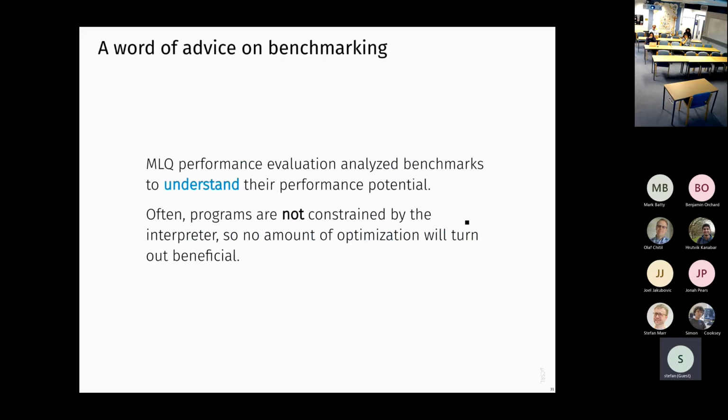Okay. At this point, I want to highlight how we go about benchmarking interpreters. And something that was quite nice in the original MLQ paper, and that hasn't been done in the past 10 years, to the best of my knowledge, is that I tried to go the extra mile to understand the performance potential of benchmarks. Because often when I optimized the interpreters, I found that programs that are not really constrained by the interpreter will not benefit from the optimization. So basically no amount of optimization I did eventually made sense performance-wise. It did not turn out to optimize the program that I wanted to optimize.